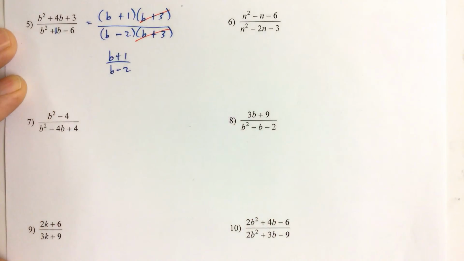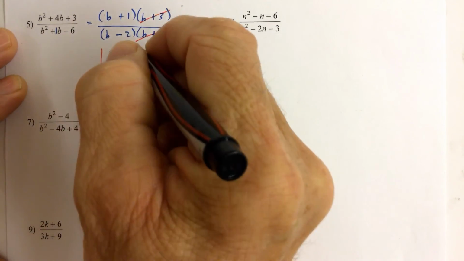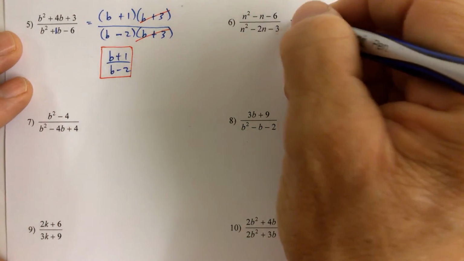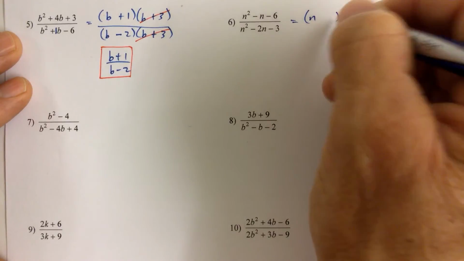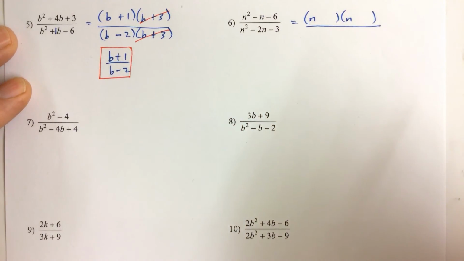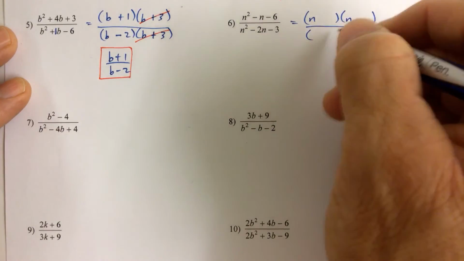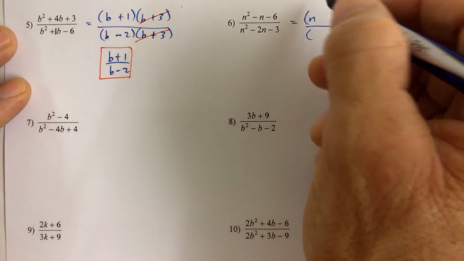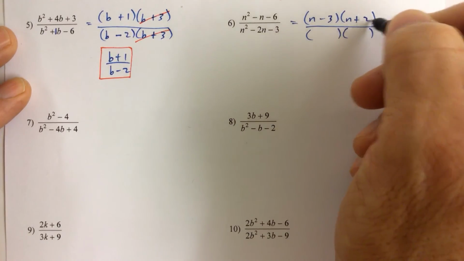You don't need parentheses around either of those factors anymore because they're not being multiplied by anything but 1. So there you go, same kind of thing. And now I can move a little bit quicker because the explanation really has been done. For number 6, I would do it like this. I would write, okay, that's n minus 3 and n plus 2.